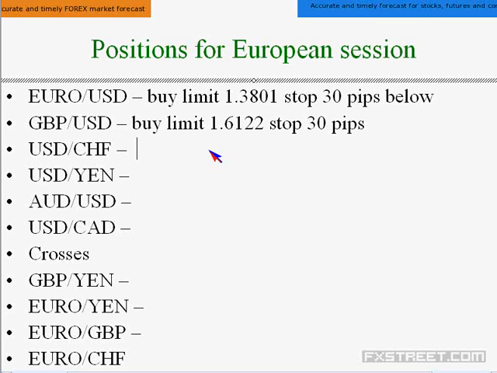So in the case of USD CHF, they breached the high and they are staying above that, just above the initial high of 92.66. So at 92.67, I am just keeping a buy limit order 10 pips below the market, with a stop of 30 pips. Then yen we are not taking because the spread is less.